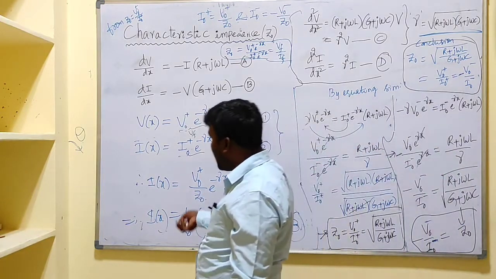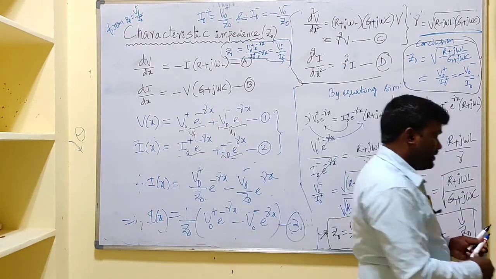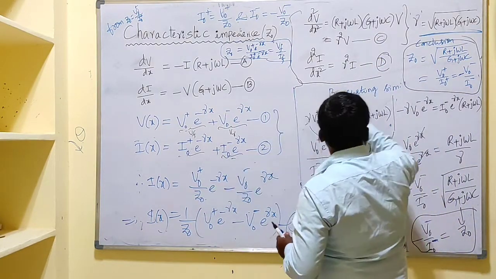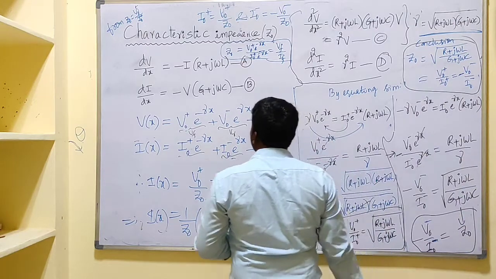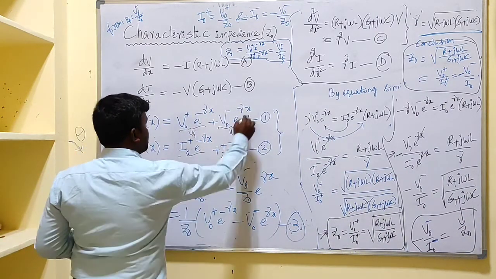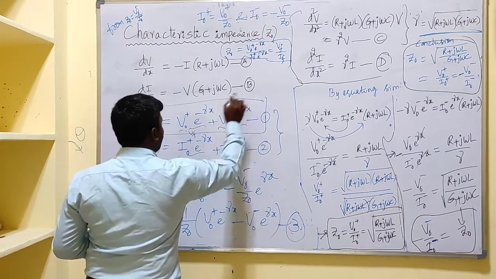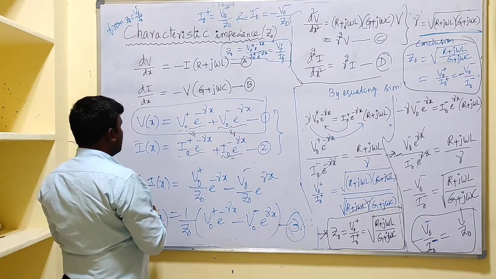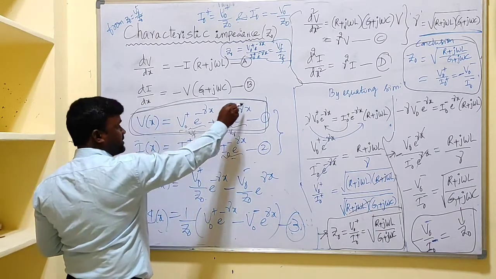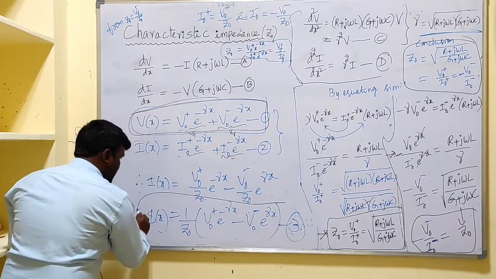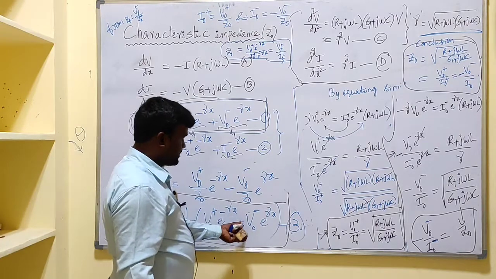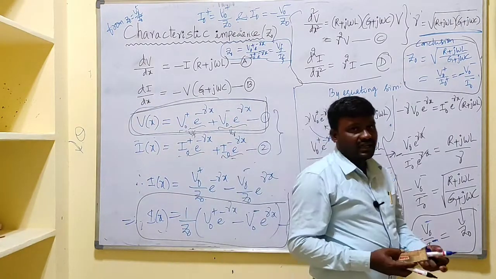And finally we got our voltage and current equations for the transmission lines. That is equation 1, V of x equal to V naught plus e to the power minus gamma x plus V naught minus e to the power gamma x, and the third one, I of x equal to 1 by Z naught into V naught plus e to the power minus gamma x minus V naught minus e to the power gamma x.